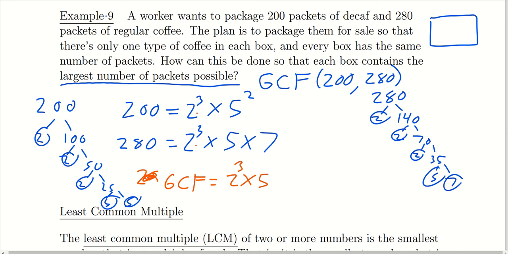Which one had the least amount of 5's? Well, that's going to go to the 280. It had 1 5. So there will be 1 5 in our GCF. If we multiply this all the way out, this is going to be 2 times 2 times 2 times 5, which should give us 40.